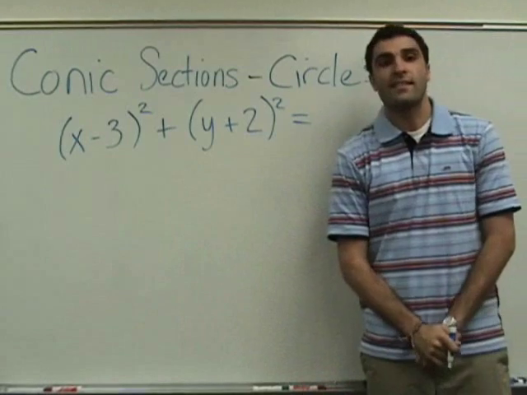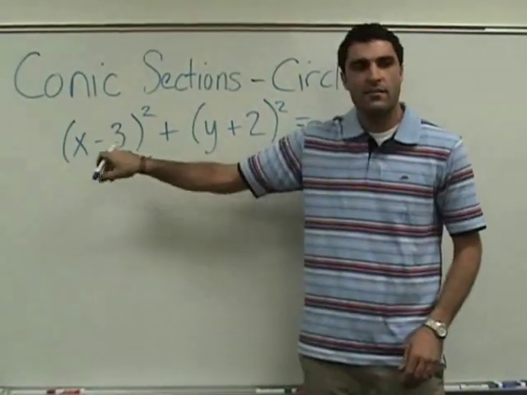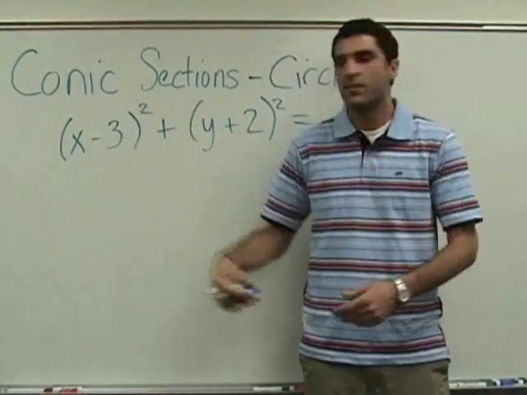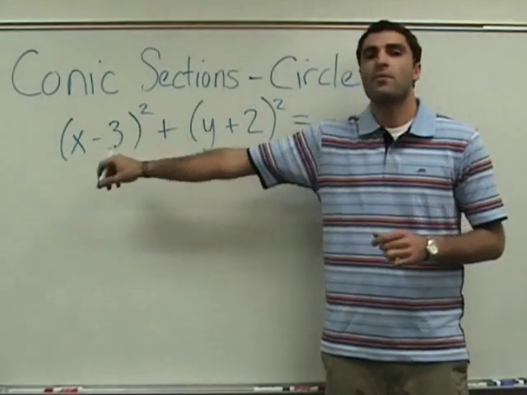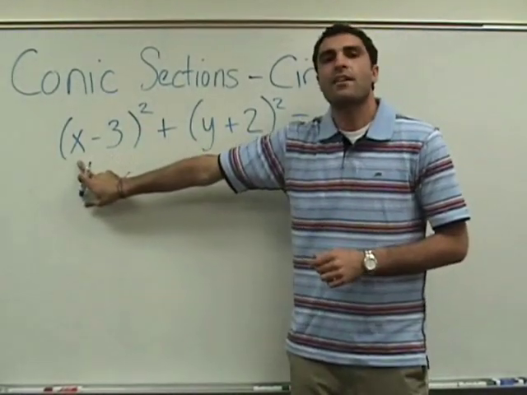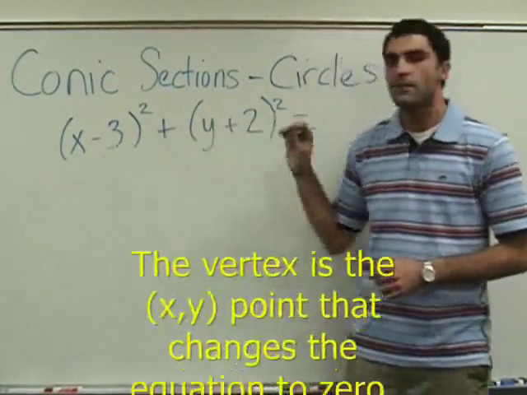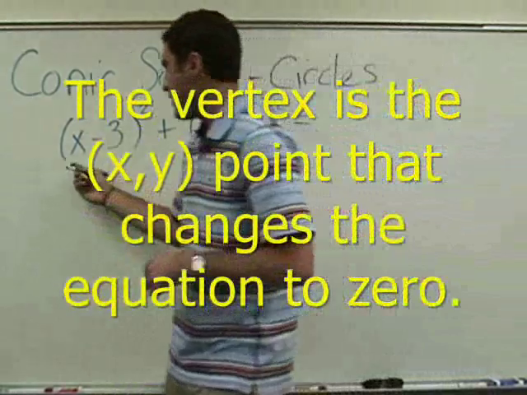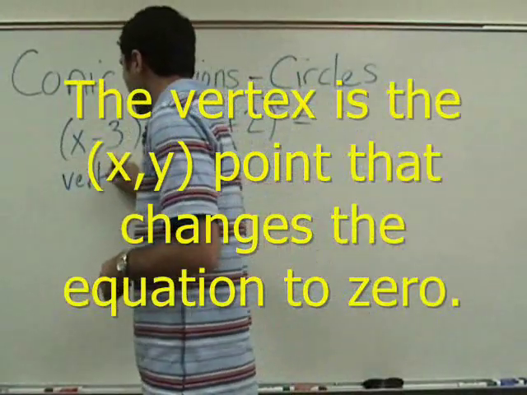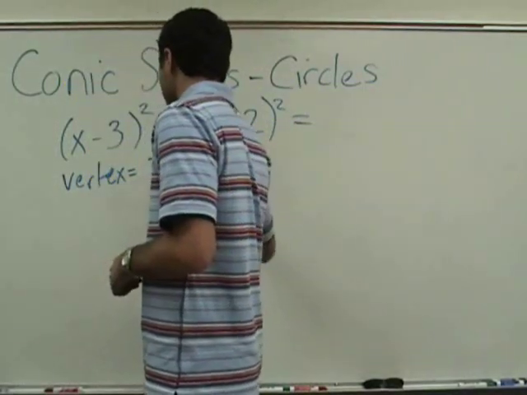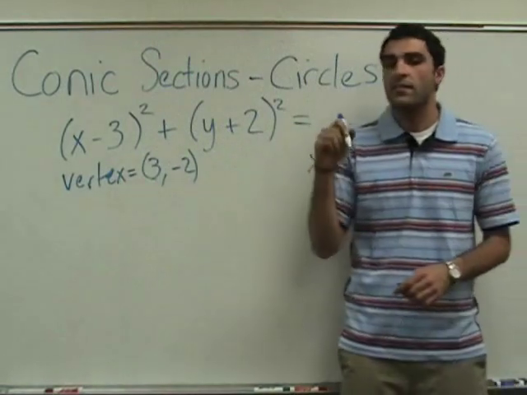What do you think the vertex is, given what we learned about the parabola, and that the inside of the squaring is kind of like the opposite? 3, -2. So remember the opposite thing? With the parabola, what we talked about is the opposite value that would make this 0. So 3, -2 is the vertex. So, vertex, and right here, equals 3, -2.